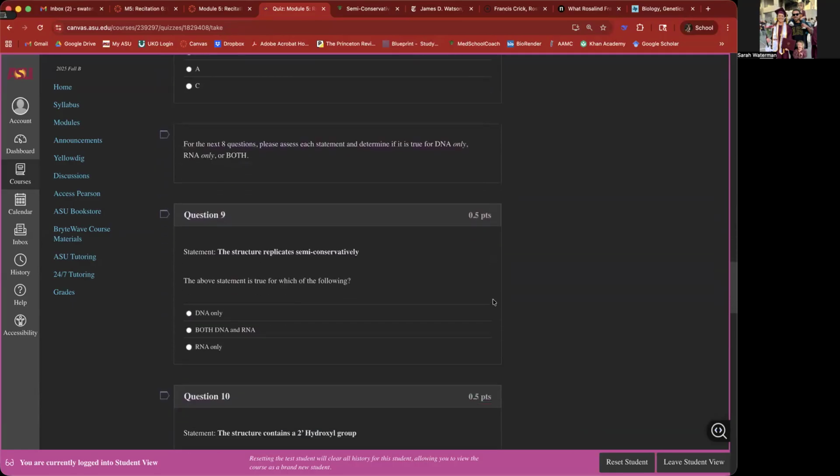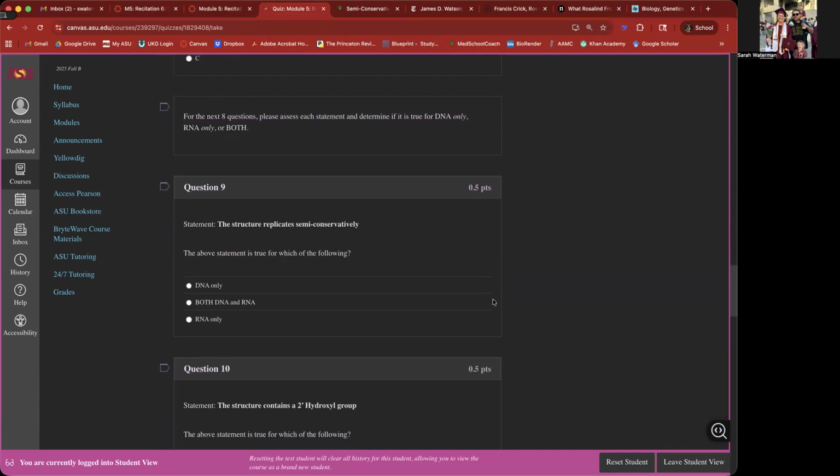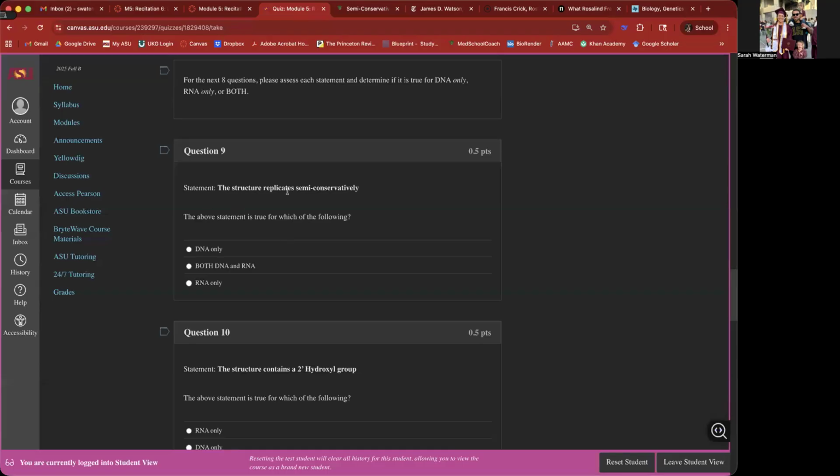So for the next 8 questions, we'll assess whether the statement is in regards to DNA, RNA, or both. So the structure replicates semi-conservatively. We know for a fact DNA does. We've already talked about that. Does RNA replicate semi-conservatively? RNA does not replicate.